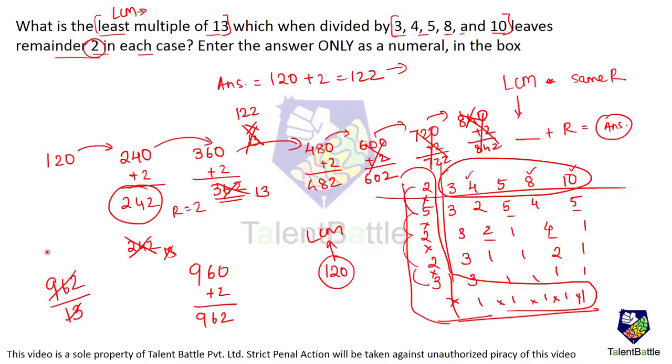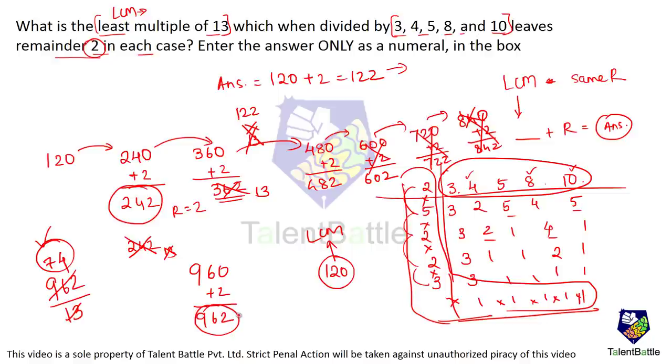So what you get is 13 fives are 65, 13 sevens are 78. Okay, 13 into 7 comes out to be 91 actually. Really very sorry about it. 91, and 13 fours are 52. So 74 you get as the answer. So it is only at this point, for 962, that when you divide by 3, 4, 5, 8 and 10, remainder is going to be 2.